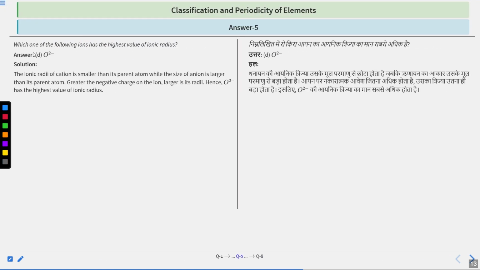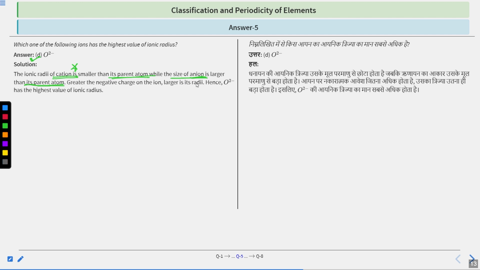Let's see. The correct answer is option D, that is oxygen 2 negative. An ion having a positive charge on it is known as a cation. The ionic radius of a cation is smaller than its parent atom. This is an important concept: for the cation, the ionic radius is smaller than the parent atom, while the size of an anion is larger than its parent atom. An anion is an ion having a negative charge on it.